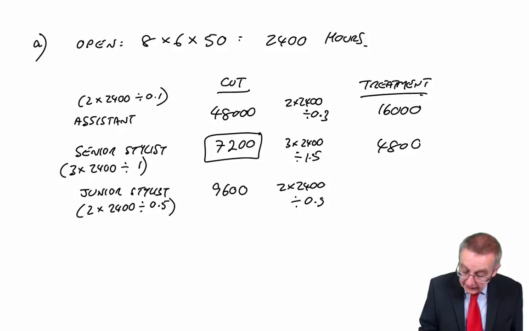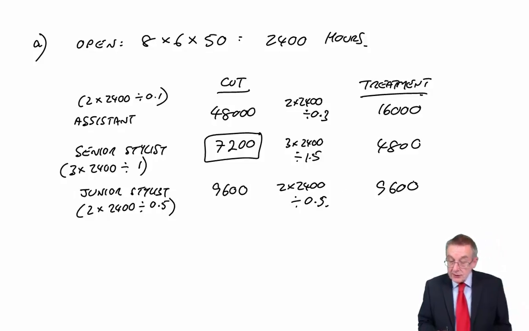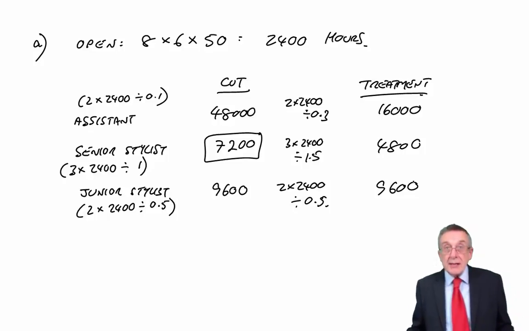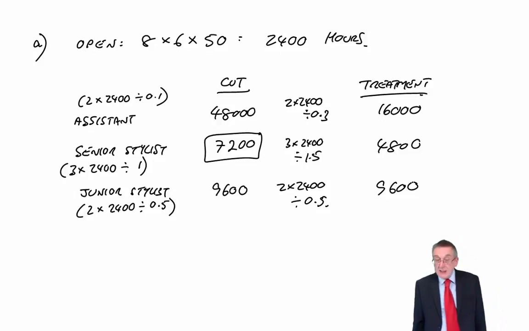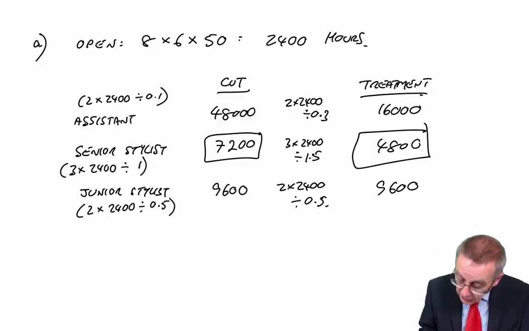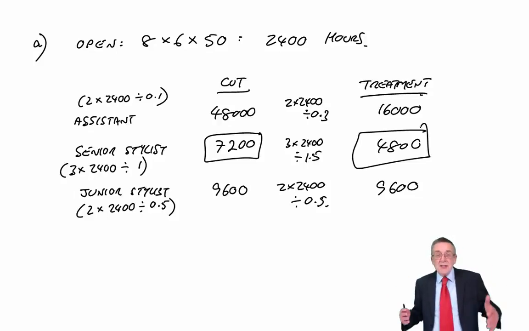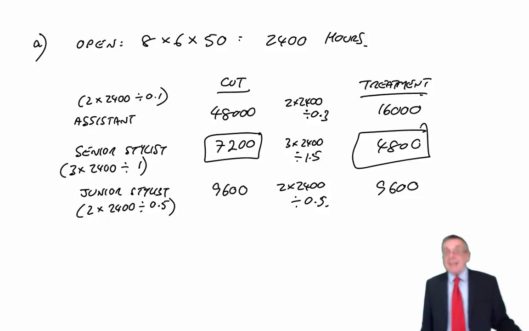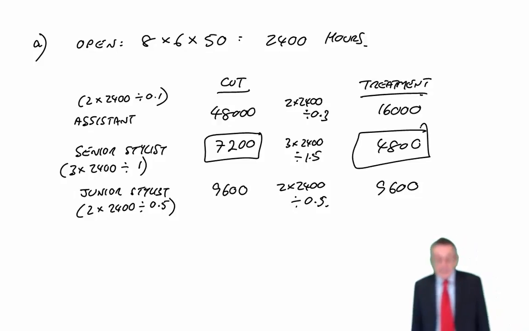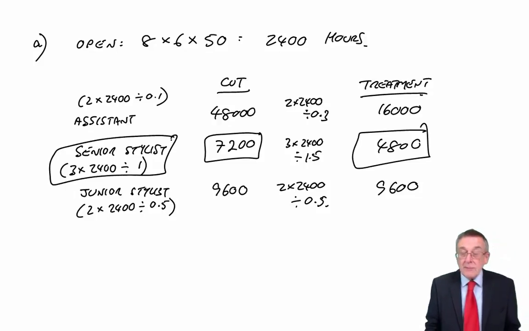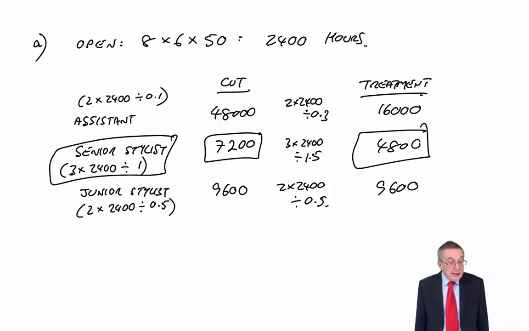Drying takes half an hour, so that's 9,600. Well, the most customers we can deal with is limited by, again, the senior stylist. They could only deal with 4,800. The fact that assistant and junior stylist could deal with more is irrelevant, because, again, we don't wash people's hair unless they're having a treatment. Anyway. So that's why the senior stylist is a bottleneck.